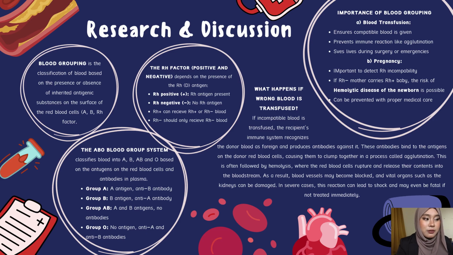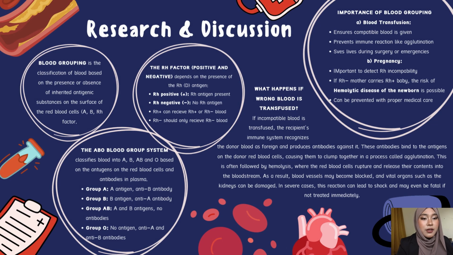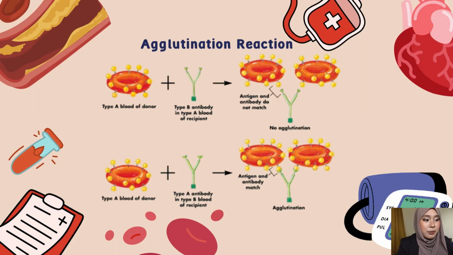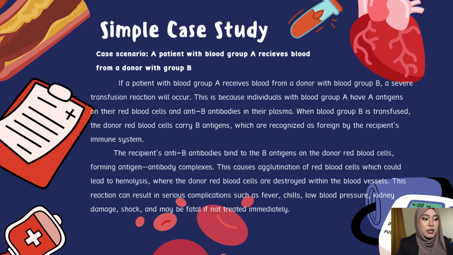So transfusion compatibility is vital. For example, an Rh negative individual should only receive Rh negative blood to prevent immune reactions. If incompatible blood is transfused, the recipient's antibodies trigger agglutination, which is clumping, and hemolysis. This reaction can block blood vessels and cause fatal damage to the kidneys.